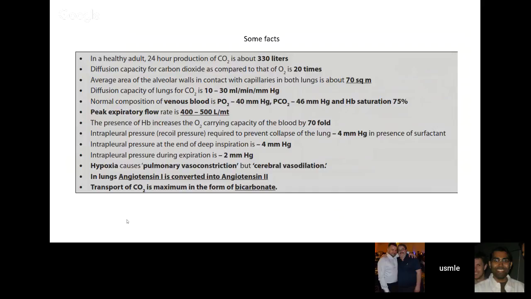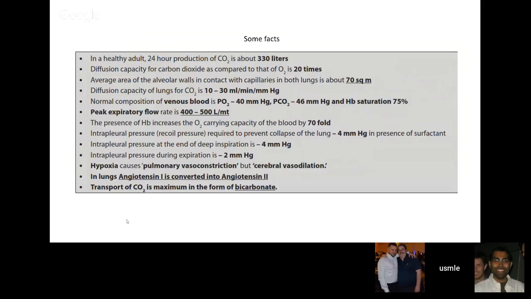Peak expiratory flow rate, we're going to see the graph for this one, but this is a value that I suggest you keep in mind, which goes from 400 to 500 liters. And if you have hemoglobin, the increase of oxygen carrying capacity in the blood is going to increase it by 70-fold. This as well is a basic hint that you need to keep in mind, because remember that the exchange is always between O2 and CO2, but sometimes it can be monoxide, CO only.